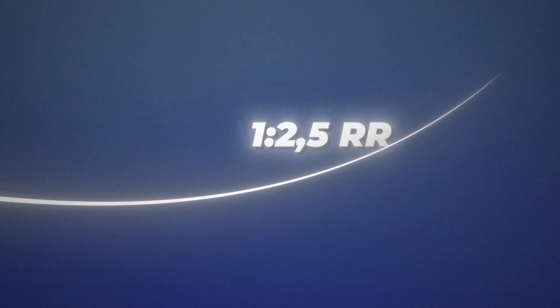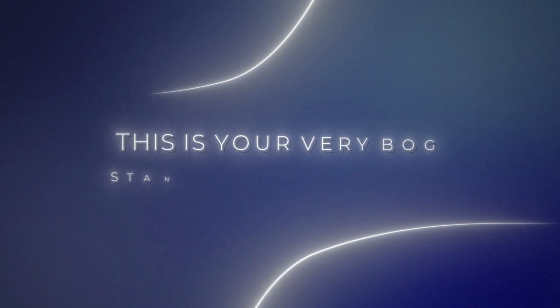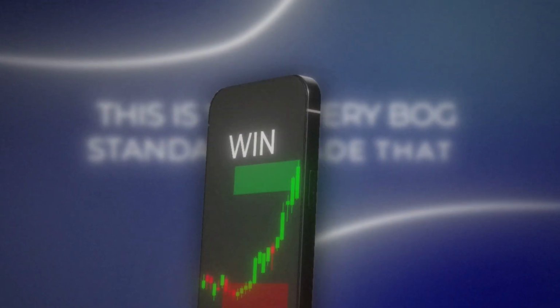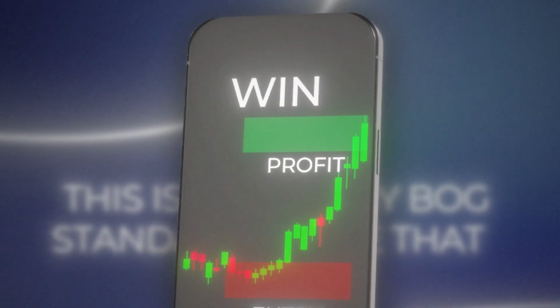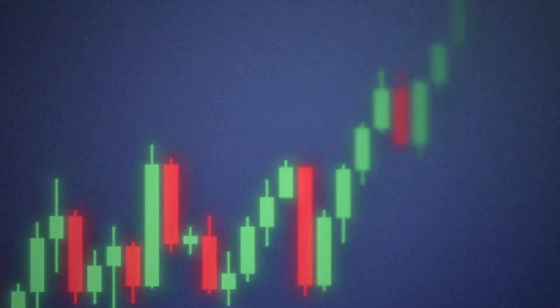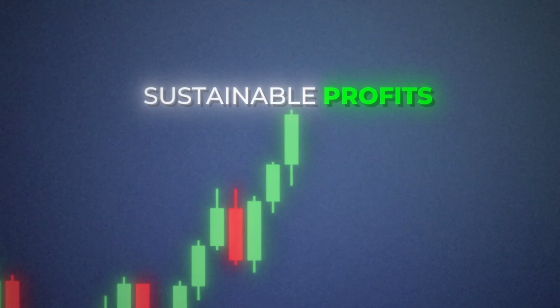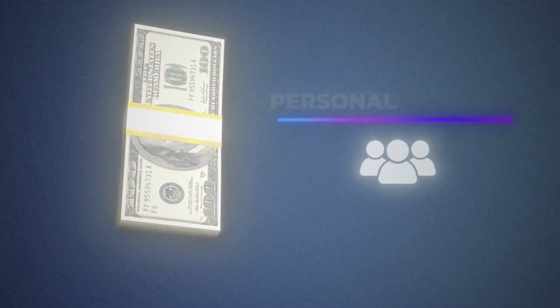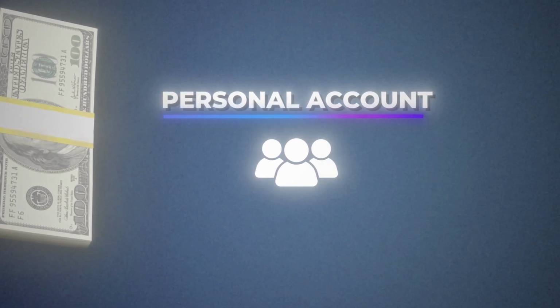This one achieved a 1 to 2.5 risk to reward. So this is your very bog standard trade that members are able to enter into and profit off of on a week to week basis, ensuring very sustainable profits throughout the month, securing them payouts on their funded accounts as well as also profits on their personal accounts. So let's dive right in.